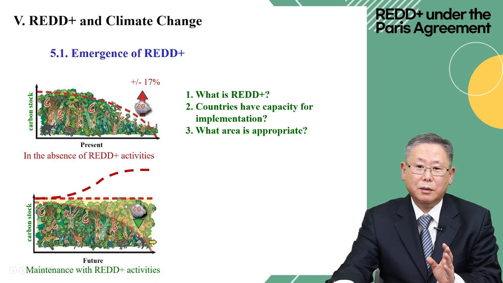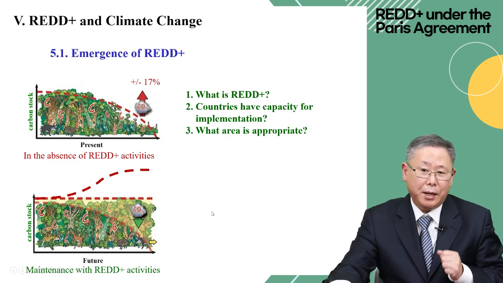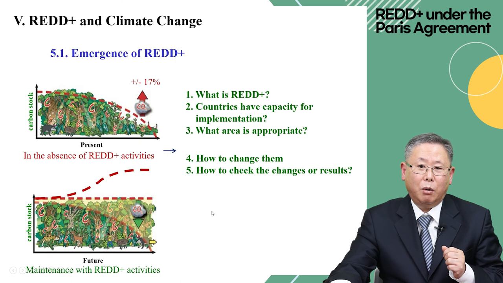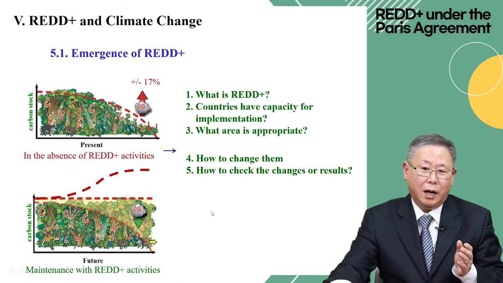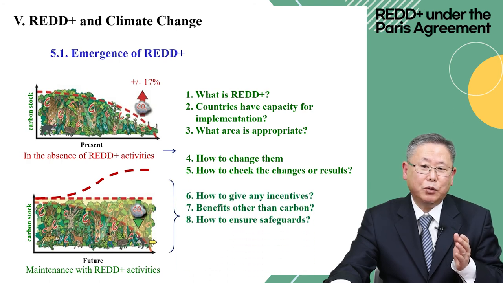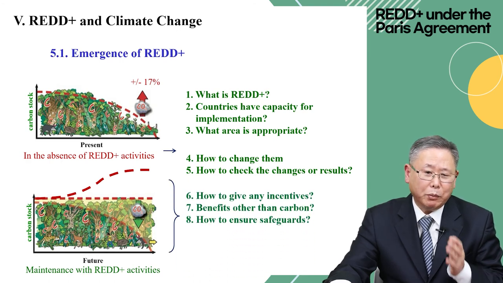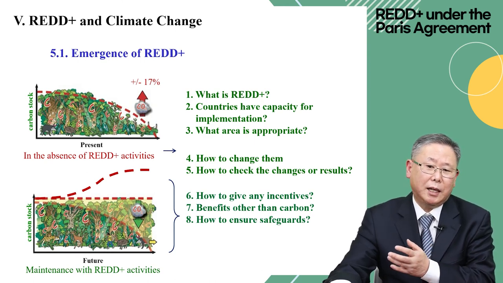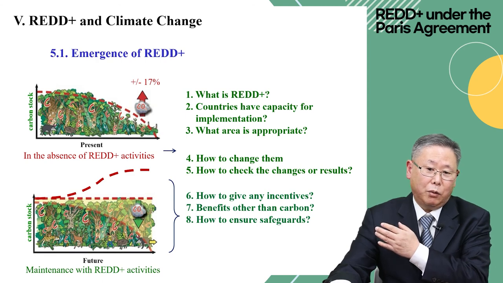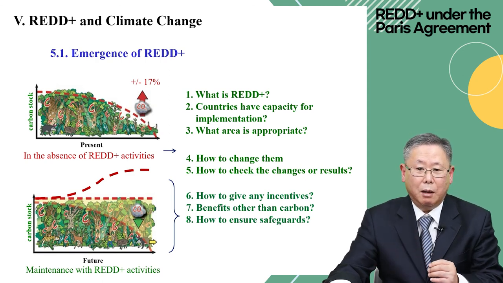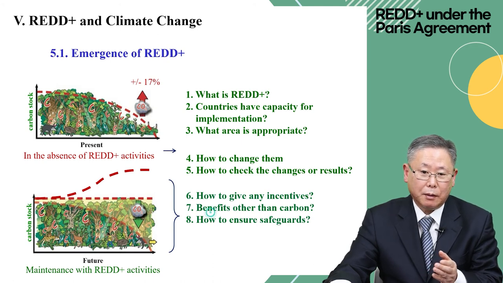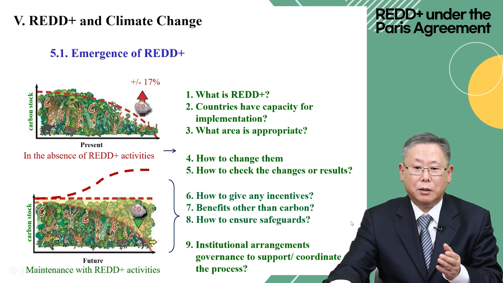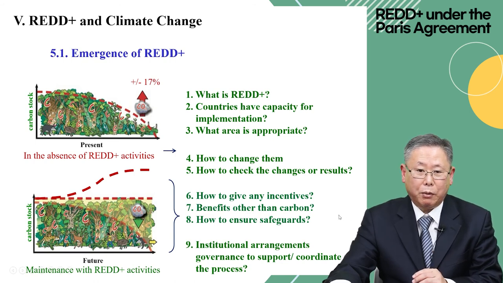So what is REDD Plus? Here the countries have capacity for implementation. And what is the appropriate area? Now, how to check the change or results, and how to give incentives. If I protect my forest and do not cut, then what kind of incentives can I get from others or from developed countries? Also benefits other than carbon, how to ensure safeguards, and institutional arrangements and governance to support and coordinate the process.